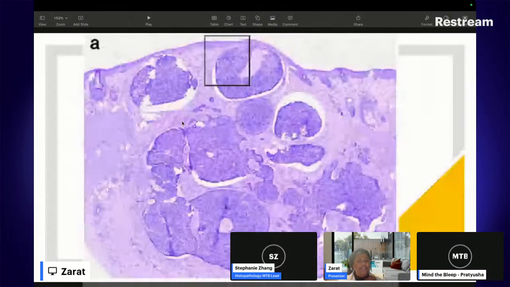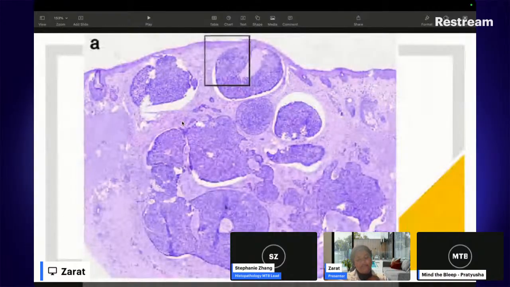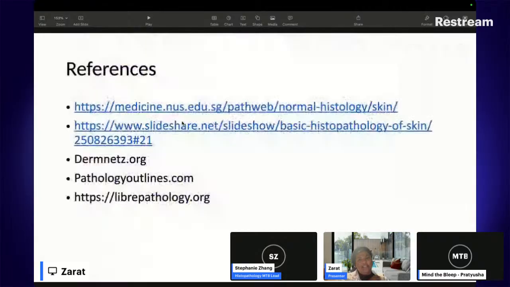Yeah, so hopefully you've all gotten it and you didn't fall asleep. It's a basal cell carcinoma. And I think that's the end of it.